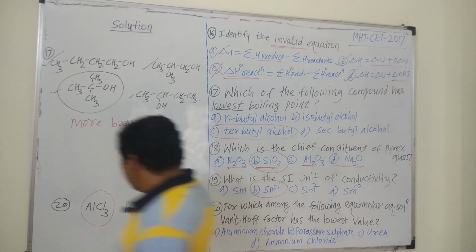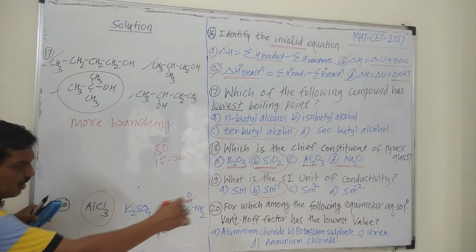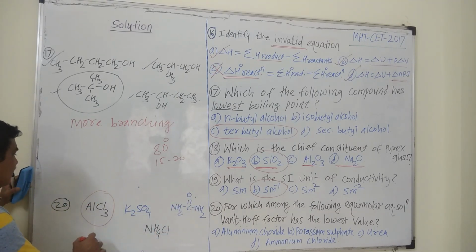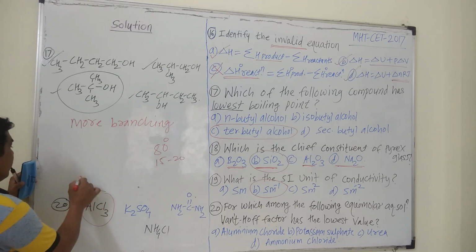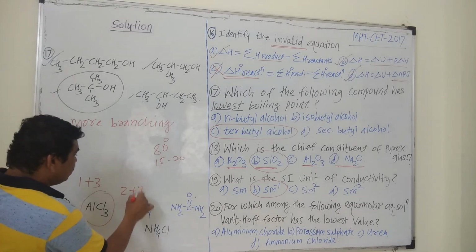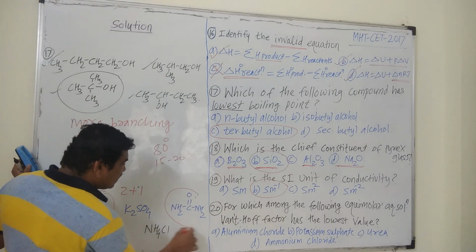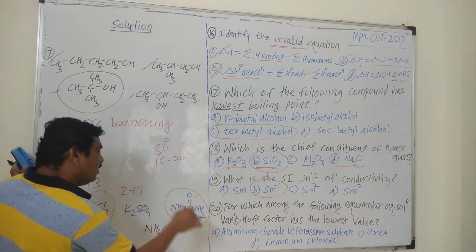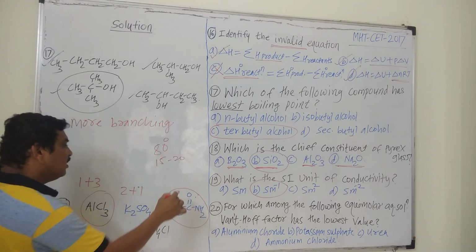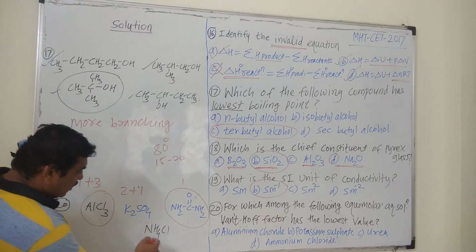If we observe the number of particles in the aqueous solutions of these, because these are equimolar, the formula contains aluminium and 3 chloride ions, 1 plus 3, that is 4 ions are produced. For K2SO4, 2 plus 1, 3 ions are produced, because there are 2 potassium ions and 1 sulfate 2 minus ion. Urea will not produce ions, hence there is only one molecule and it will produce only 1 particle.